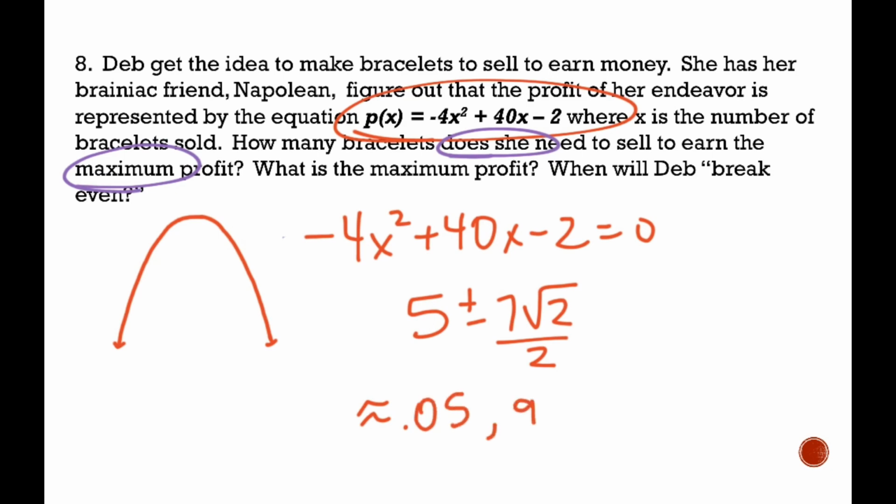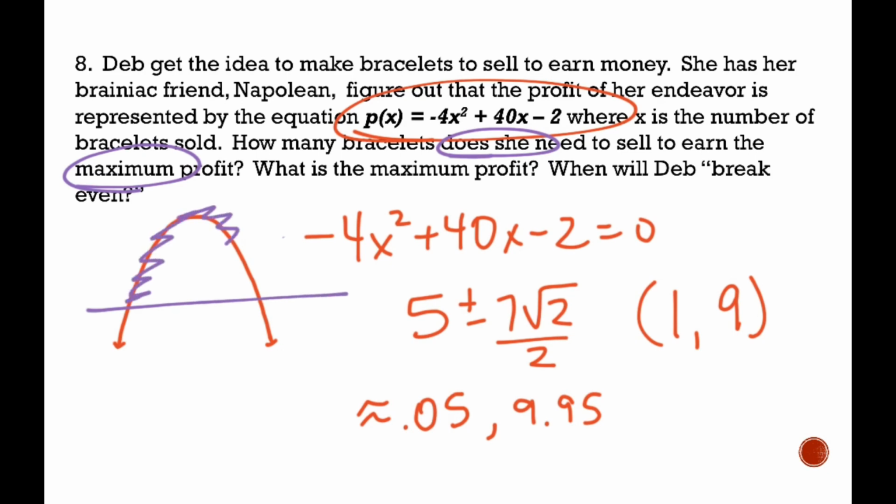and 9.95. Well, you can't sell 0.05 bracelets, and you can't sell 9.95 bracelets. So she's going to have to sell between 1 and 9 bracelets. If she sells 10, then that's going to be past the break-even point. If she sells 0, that will be past the break-even point. So if we have something like this, what we're talking about is the positive region of the graph.